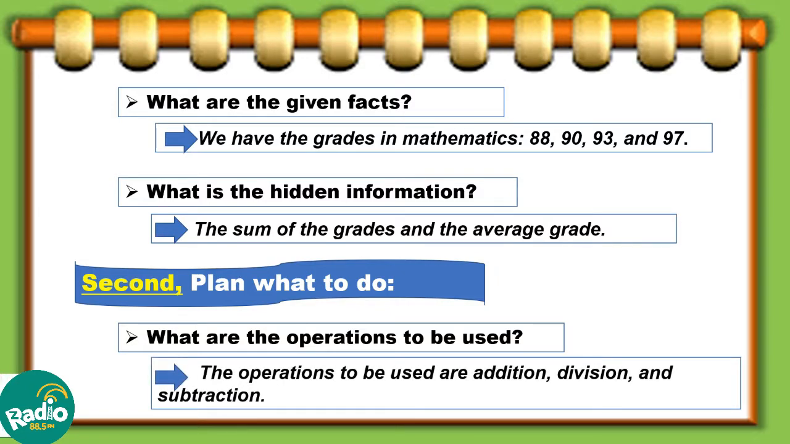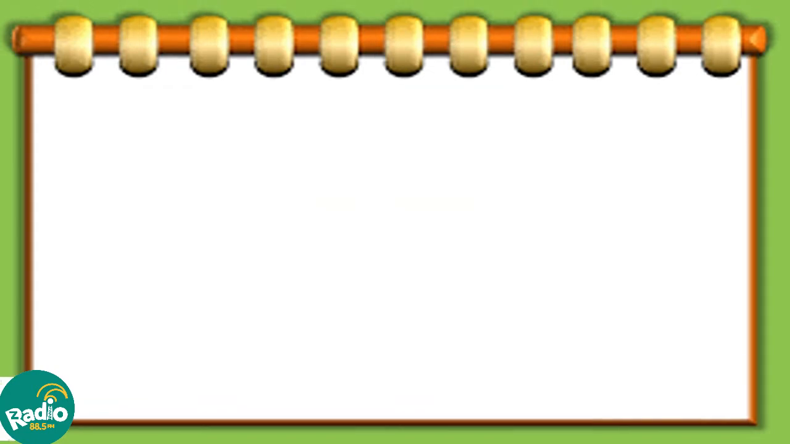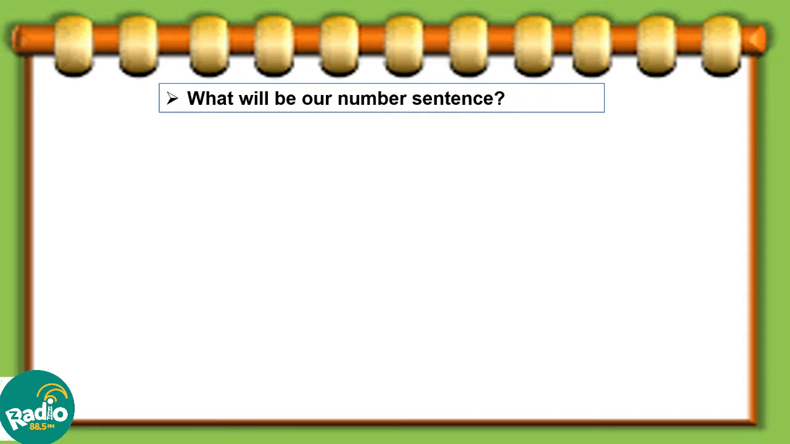Awesome! The operations to be used are addition, division, and subtraction. We use addition to find the sum of the grades. When the sum of these grades is divided by the number of grading periods, we get the average. We use subtraction to find the difference between the 4th grading period grade and the average grade. And what will be our number sentence?